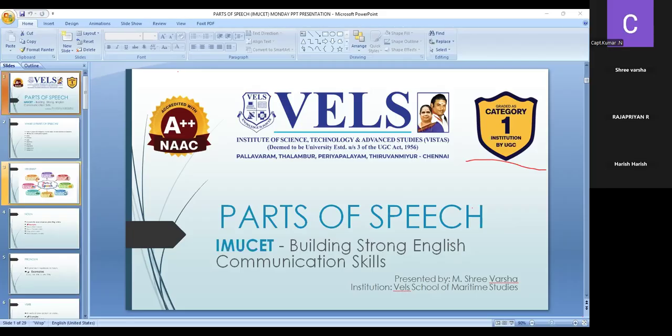Then we'll move to the next one, that is determiners, like some, any, much, many, few. Examples: I have some books. These words belong to determiners. Here, some is the determiner.